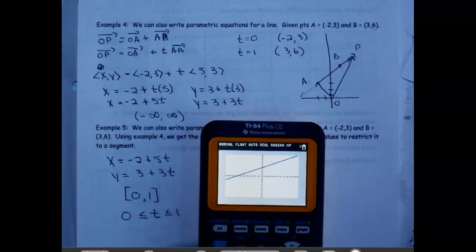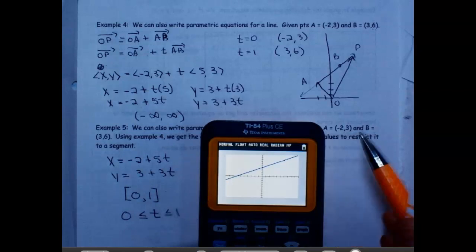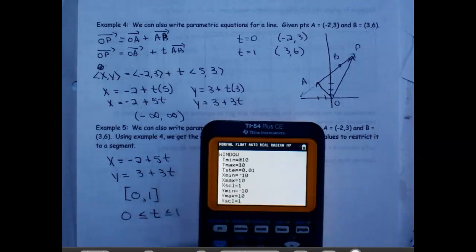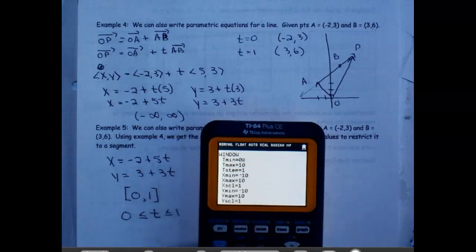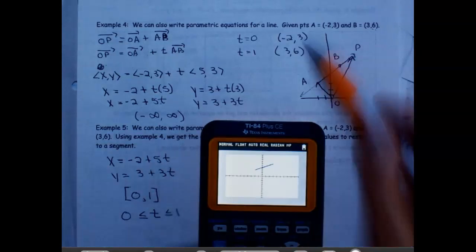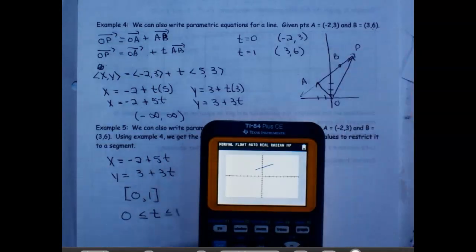Now, if I just want to produce this segment, remember, I'm going to restrict those t-values. And it's thinking because I had that really small step in there. So if I change this step back to a 1, that would still give me the straight line. If I want to look at the segment, I go back into Window and restrict it from 0 to 1. And now I get the segment that contained those 2 original points.